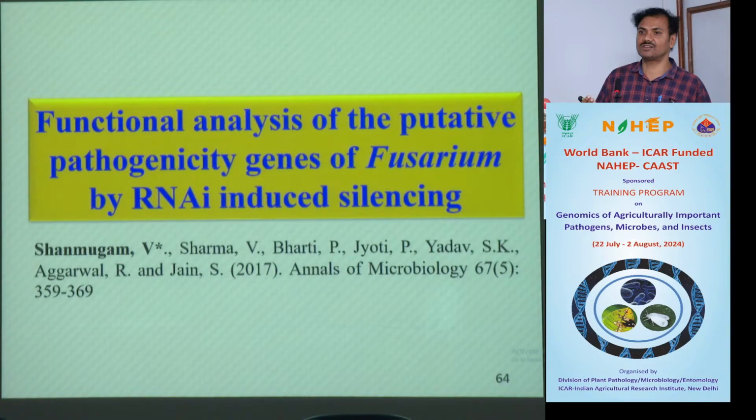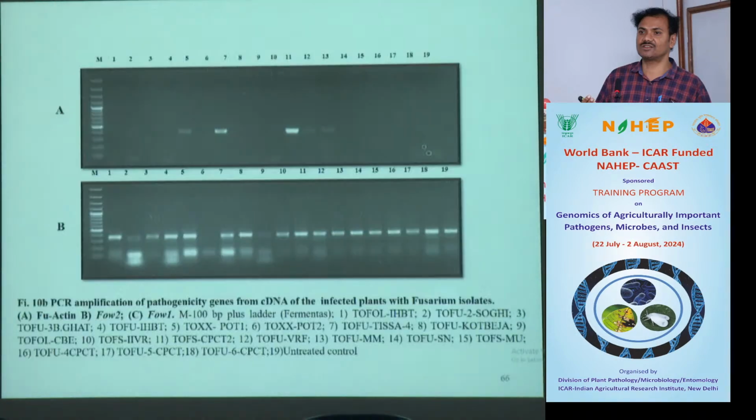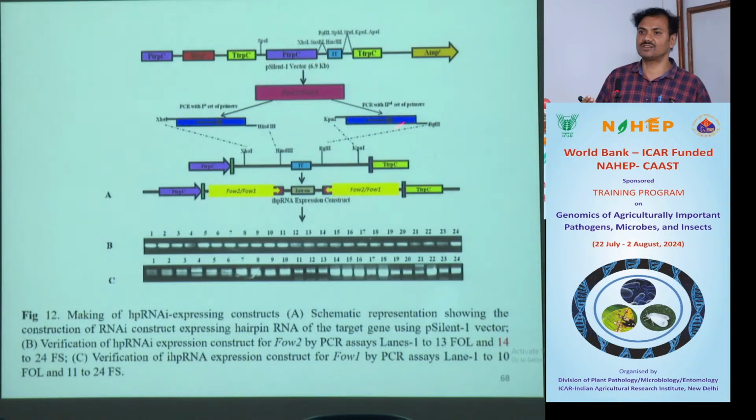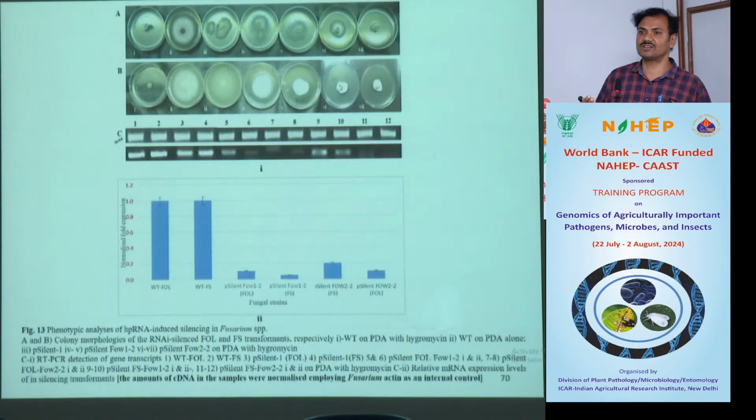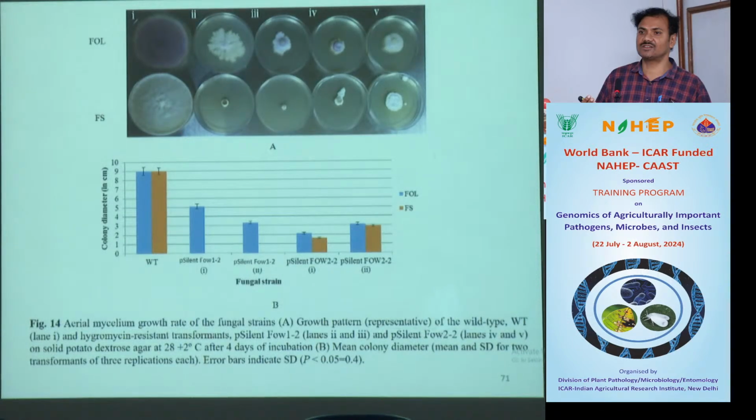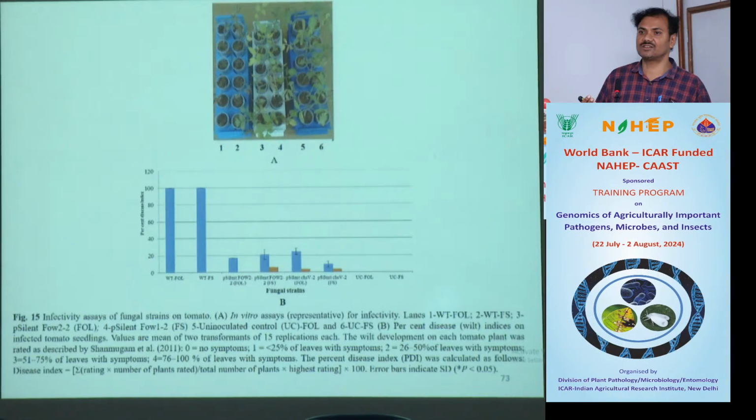Later on, we tried to find the function of unclassified, not annotated genes. For that, we made a fungal silencing construct and transformed the Fusarium protoplast with that construct. It silenced the particular target gene, and we developed the mutant. This is the method of making the construct, and the mutant showed less mycelial growth, less conidiation and less pathogenicity.